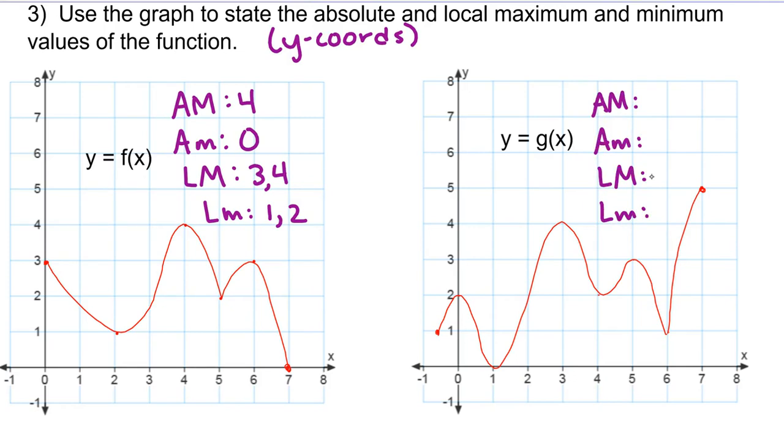Okay, once again, looking for the absolute maximum. So the very highest y value we have here is 5. And absolute minimum, the lowest y value we have here is 0.